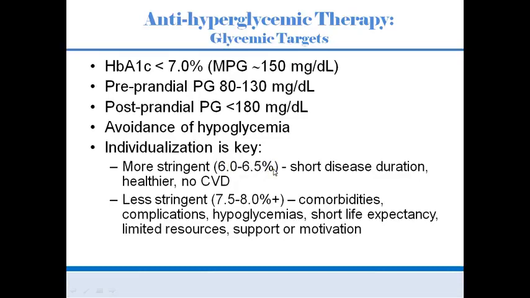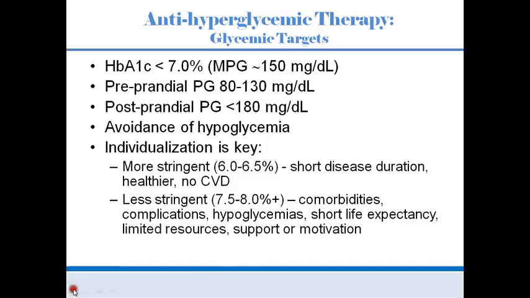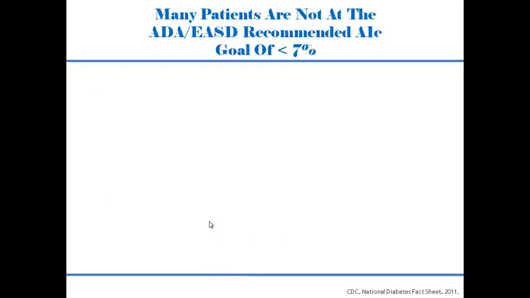Duration of the disease is short. If it is a younger patient who is very healthy, very motivated, has no complications, no cardiovascular disease yet, you can go for a stringent control of 6 to 6.5, and you can go for less stringent control from 7.5 to 8 if the patient has several comorbidities, if there is hypoglycemia, if he is an old age patient, if he is less motivated, doesn't have support or has limited resources, then you can go for a less stringent control.